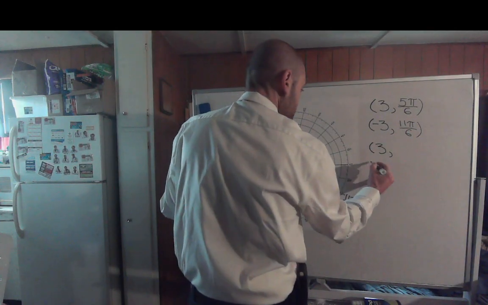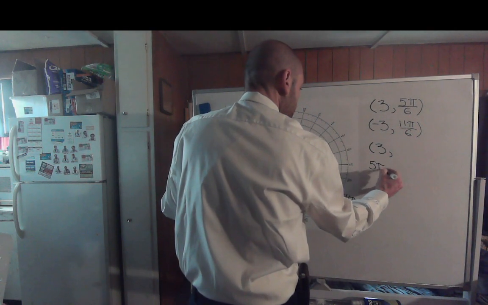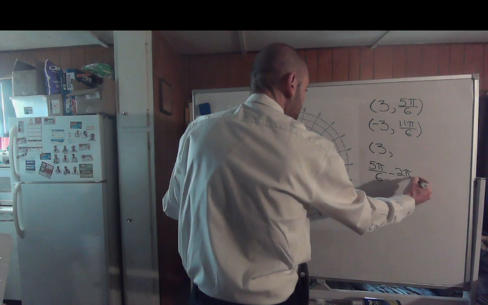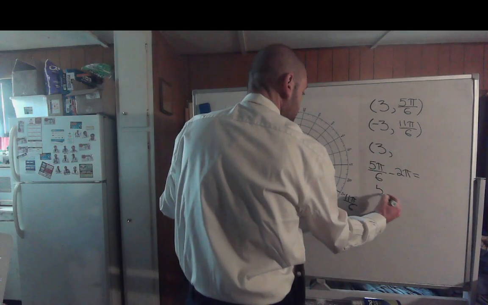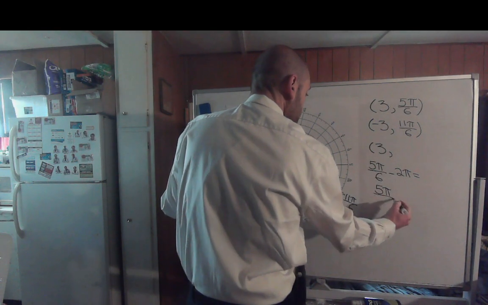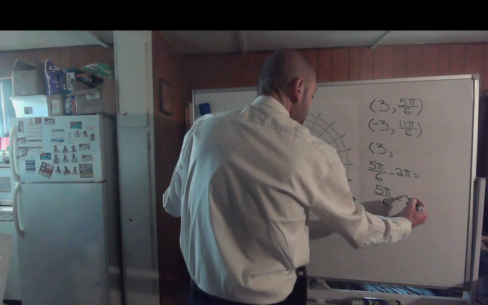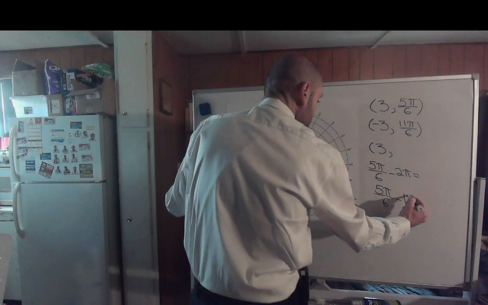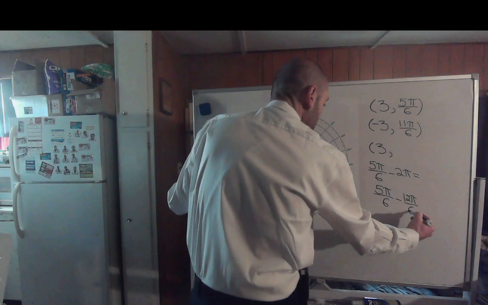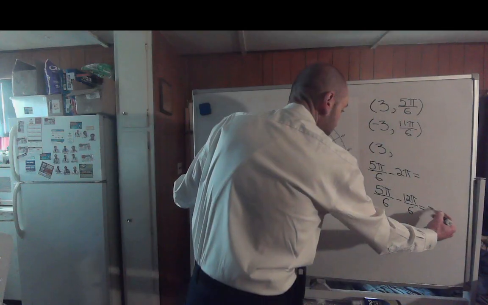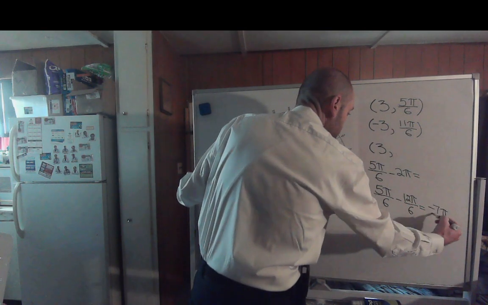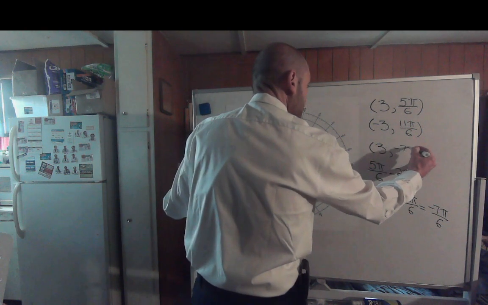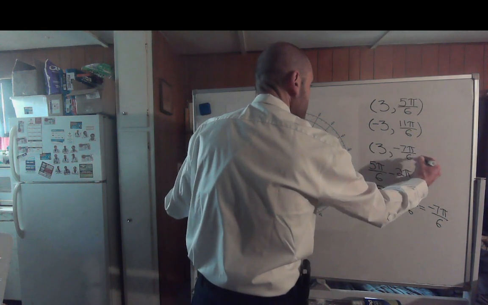over 6. So if I take 5 pi over 6 minus 2 pi, well, that's going to give me 5 pi over 6 minus 12 pi over 6, excuse me. Well, that would give me negative 7 pi over 6. So you could also write this as 3, negative 7 pi over 6.